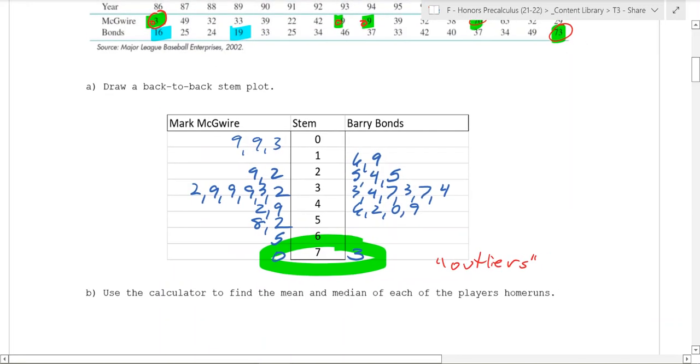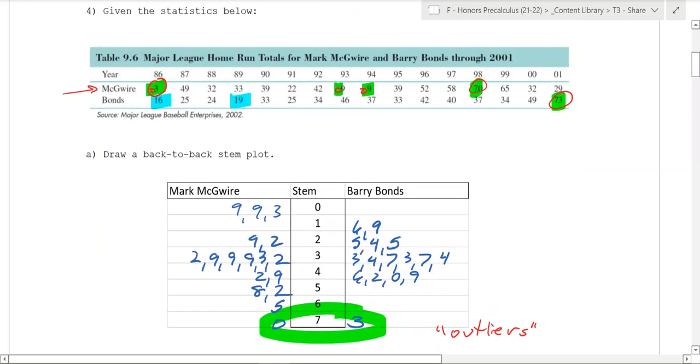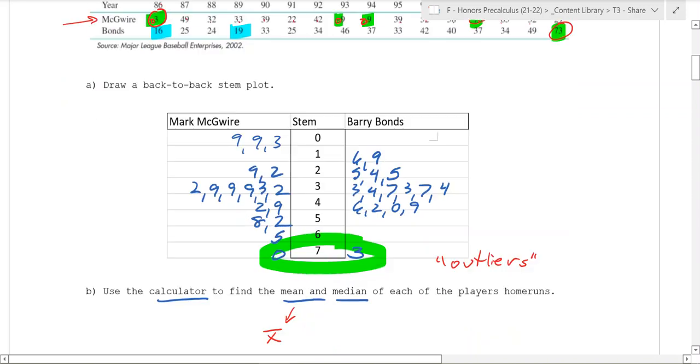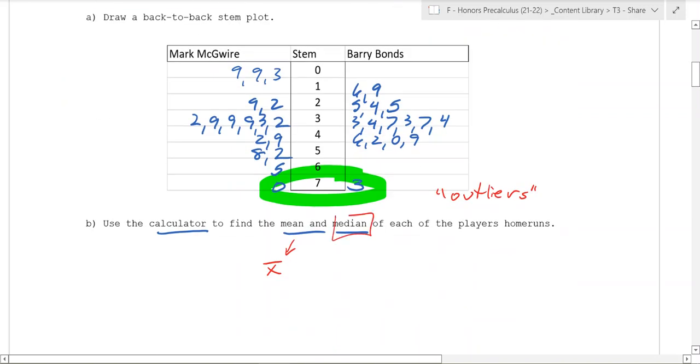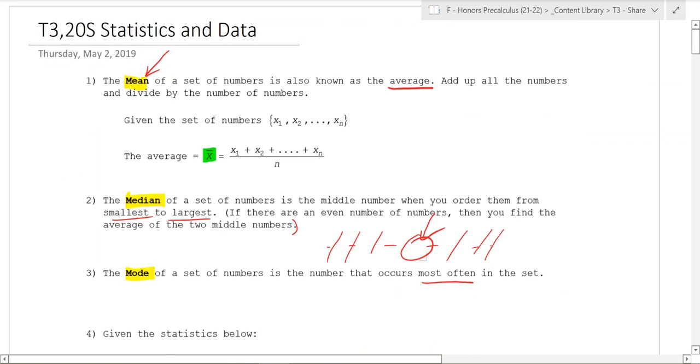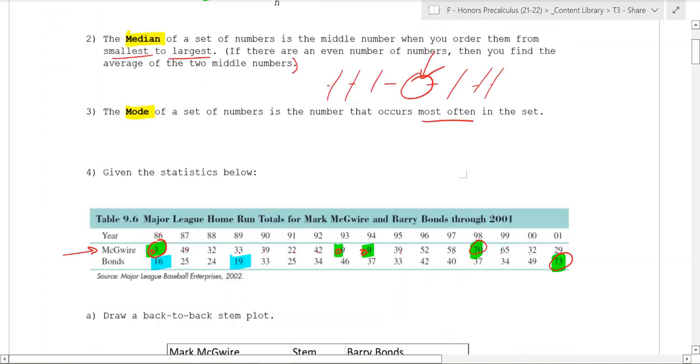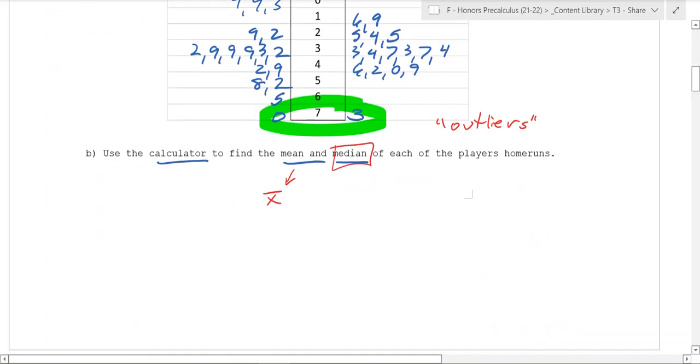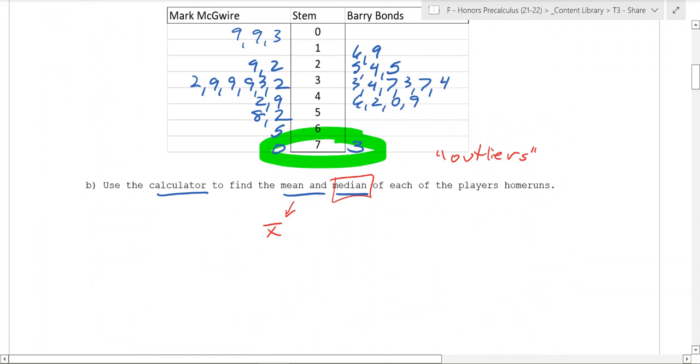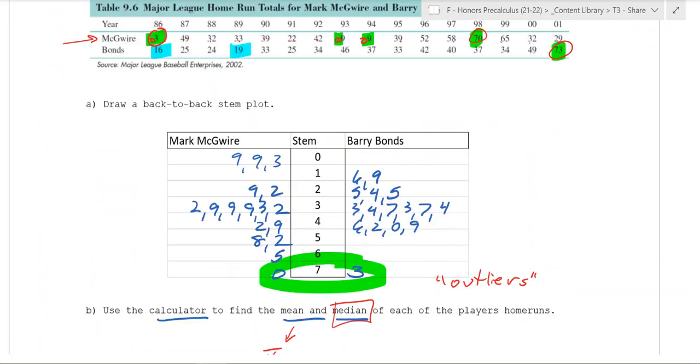They stick out. So you could use a calculator to find the mean and the median of each. Remember, the mean is just the x bar, the average of all of them. So you would add up everything in this row and divide by how many numbers there are. There's 1, 2, 3, 4, 5, 6, 7, 8, 9, 10, 11, 12, 13, 14, 15, 16. So you do the sum divided by 16. And then the median, from your definition above, is the middle number. So you put them in order and then knock off the numbers at the ends to find the median. I'll let you do that.